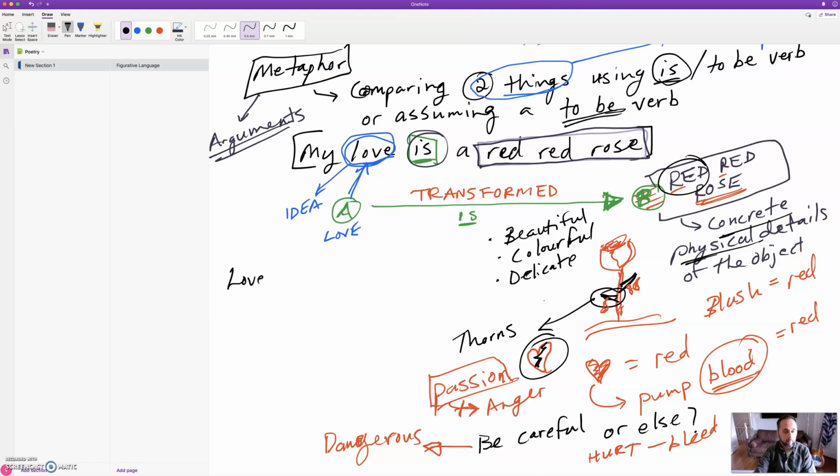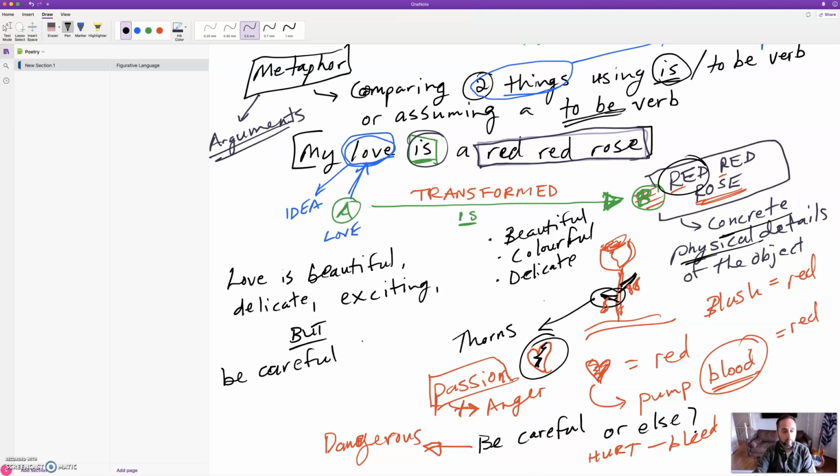So what is the metaphor saying? It's saying love is beautiful, maybe delicate, exciting, but be careful or you'll get hurt. Right? So we see how the metaphor is an argument about love in this case. In the next video, we'll do another quick example to show how this metaphor works.